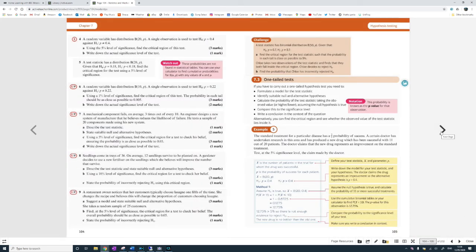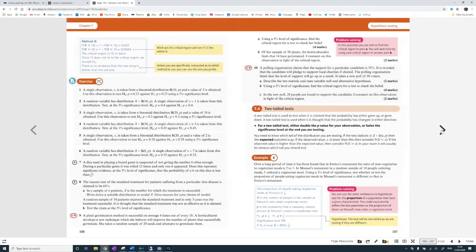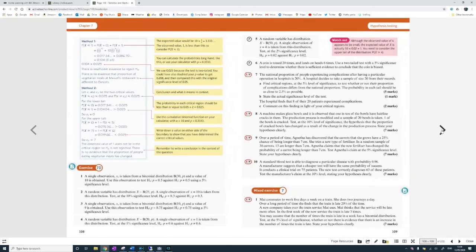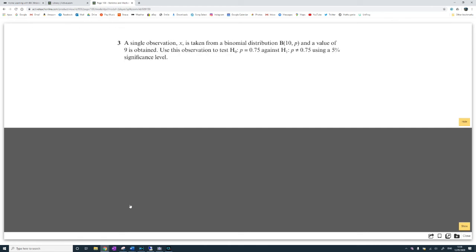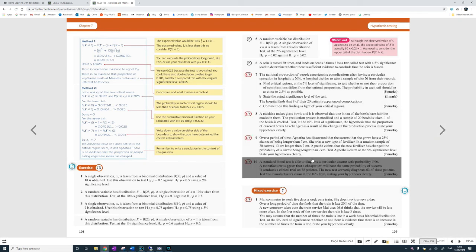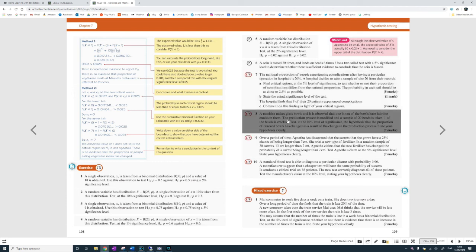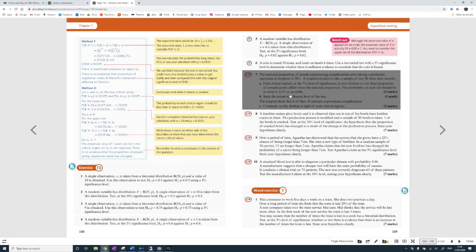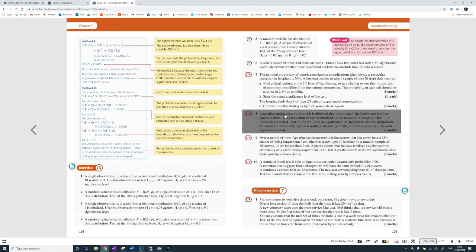So that's question 6 and question 9 on page 104, and then skipping forward to page 108 and 9. So question 3 is worth doing. This is where you're not asked to find the critical region, you're given a value, in this case 9, and you're asked to test if it's in that critical region. And then on the next page, 7, 8, 9 and 10 are all worth doing. I'm going to say do at least 7 and 9, but they're all good questions to try.